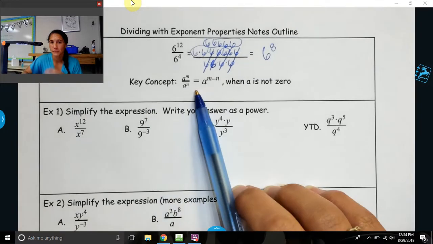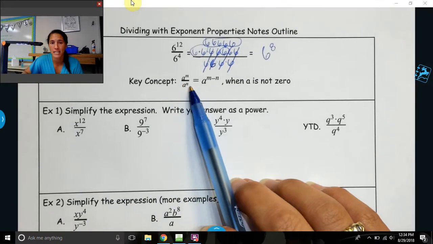So our key concept, if you have a to the m and a to the n, notice my bases are the same.